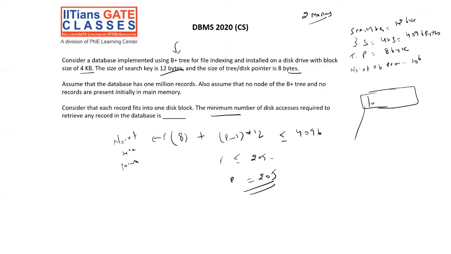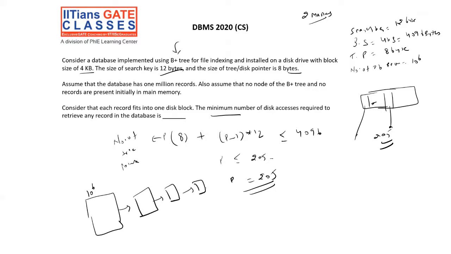So these are the tree pointers, 205 maximum possible in one block, right? Now the minimum number of disk accesses required to retrieve any record in the database we need to find out. Here this is your database, 10 raised to power 6 records are there. Here this is your level 1, then level 2, then level 3, and so on, up until we reach the last block.